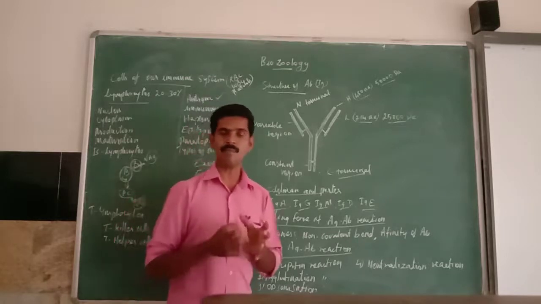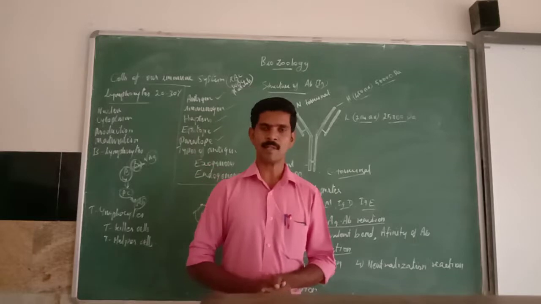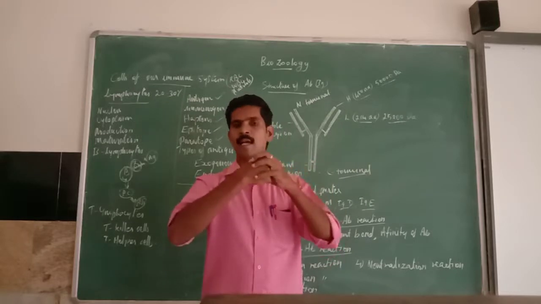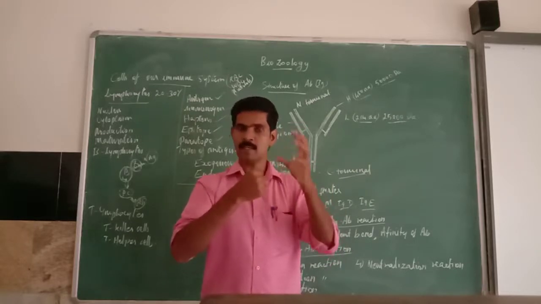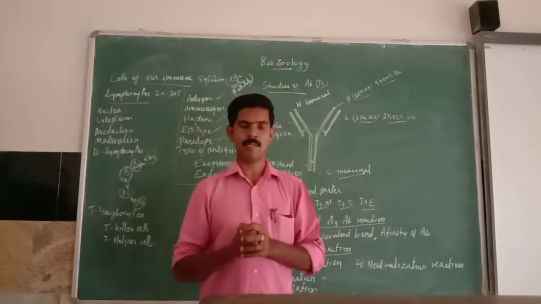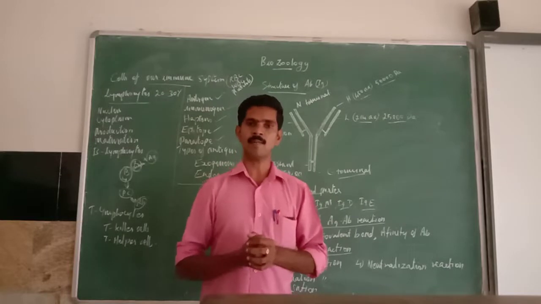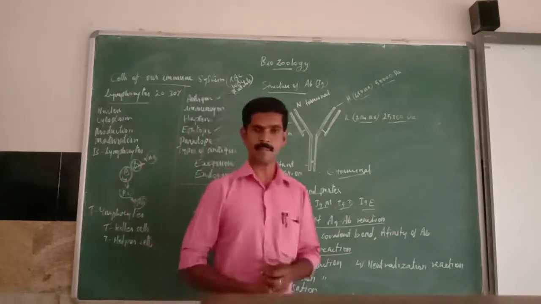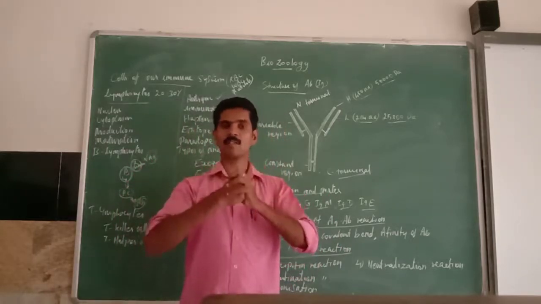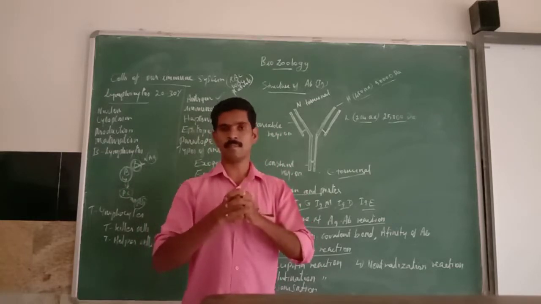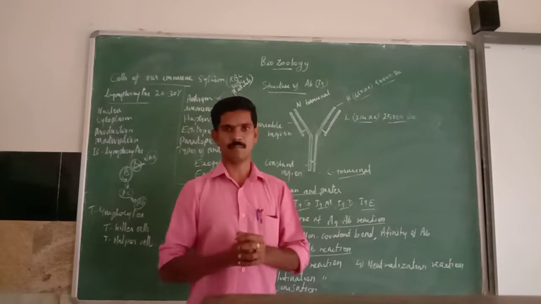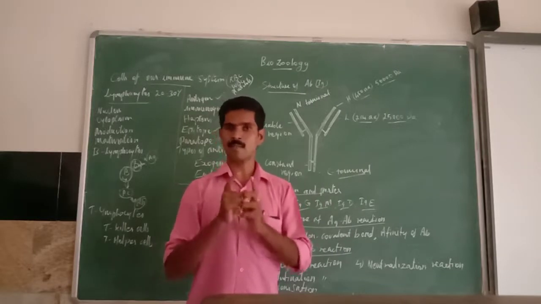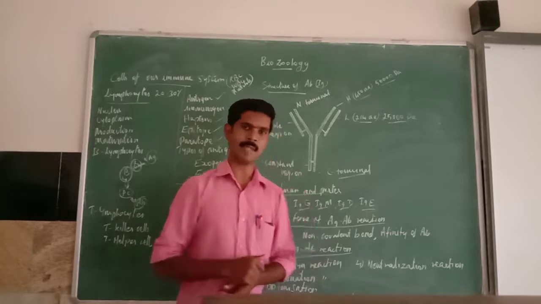The folds of antigen-antibody reaction are determined by three factors. Just imagine this is the antibody, this is the antigen. They make contact, and finally the antibody eliminates and destroys the antigen. The first factor is closeness. The antigen and antibody should fit very closely, closely tight. Then only the reaction becomes very strong. If any gap is there, the reaction is very slow. So closeness is the first factor determining the folds of reaction.